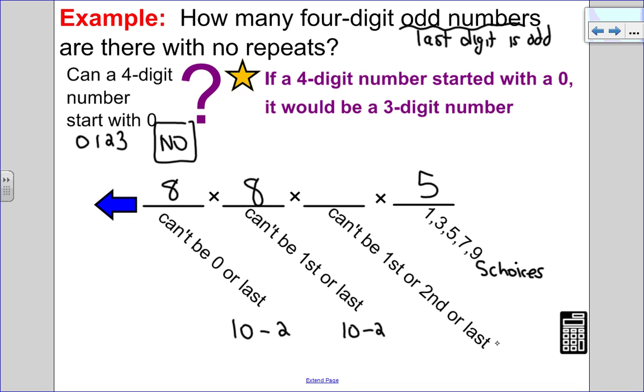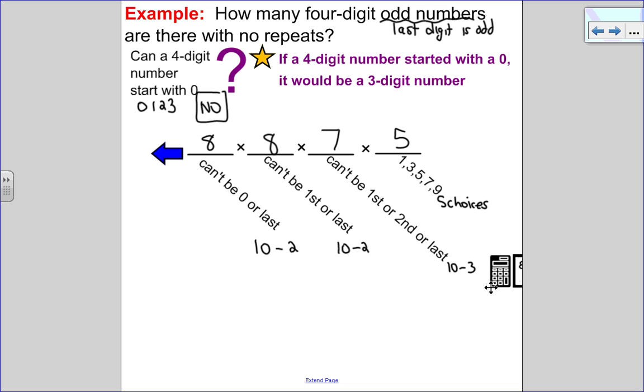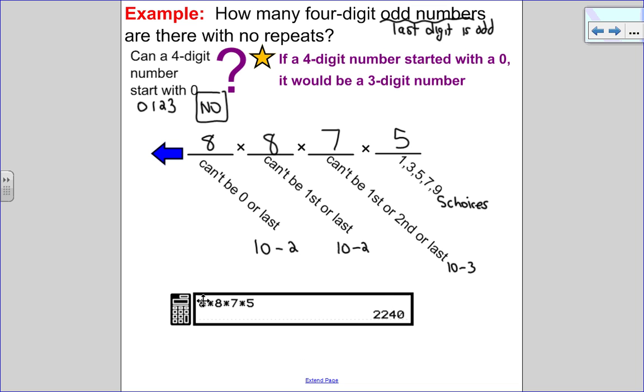Okay, the third digit can't be the first, second, or the last. So 10 digits take away my 3 restrictions means I have 7 choices. Okay, so putting those all together in my calculator, I have 2,240 4-digit numbers that are odd with no repeats.